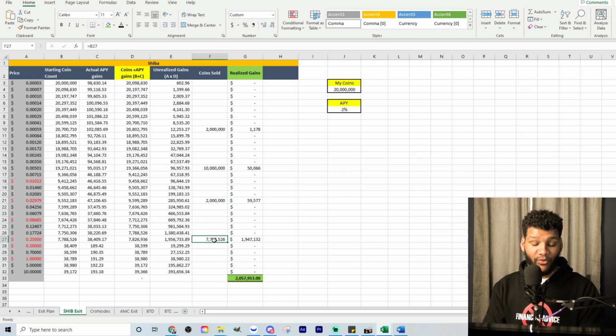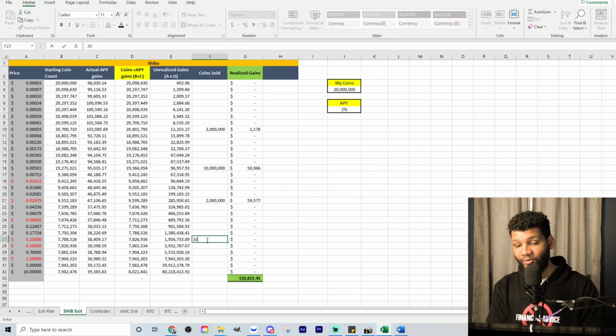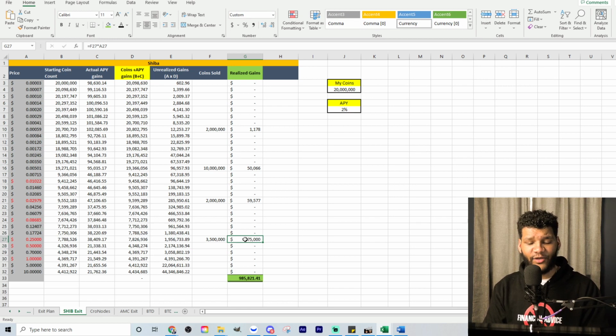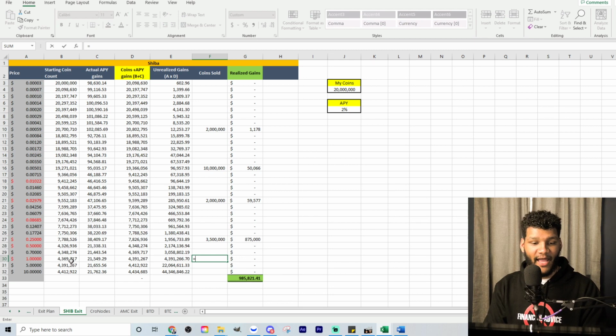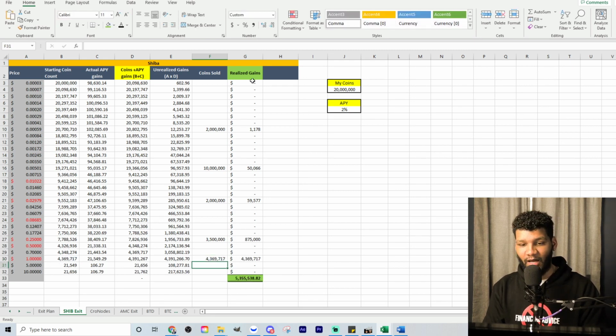Or you can take a portion of it if you believe that it's going to go further. You can just say, I'm going to take half of it. Maybe I'll take 3.5 million, right? That's $875,000. So total, you have about $1 million. Now you have $4 million left in there. You wait till it gets to a dollar and you say, you know what? I want to take out everything there. And you basically turn $600 into $5.3 million.